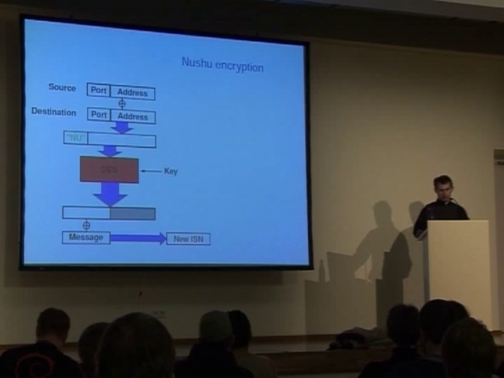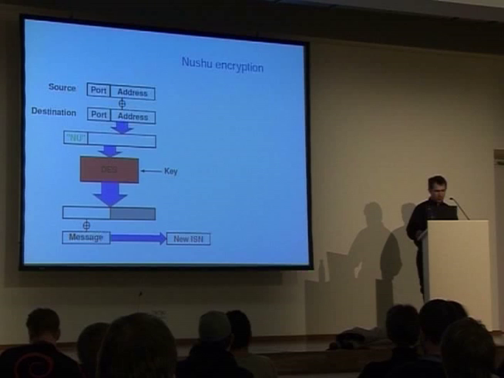Because you only want 32 bits, that's how large an ISN is, you XOR your message along with all the reliability information with that, and you get the new initial sequence number.